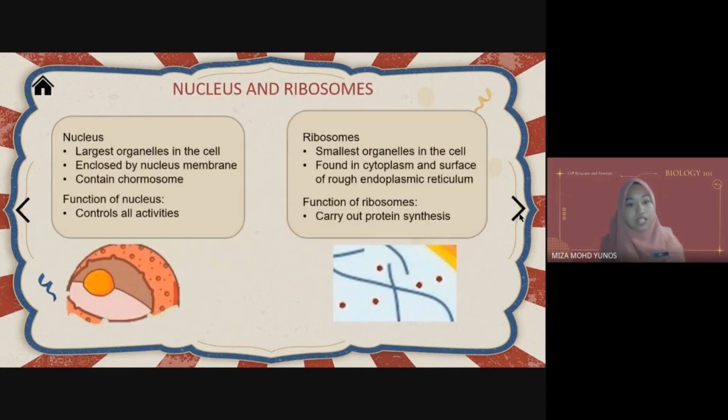Okay. So next is nucleus and ribosome. So nucleus is the largest organelle in the cell. It is enclosed by nucleus membrane and we can find chromosome in the nucleus. So the main function of nucleus is to control all activities of the cell. And ribosome, it is the smallest organelle in the cell and it can be found in cytoplasm and on the surface of endoplasmic reticulum. So the red dot here is the ribosome. So the function of ribosome is to carry out protein synthesis.